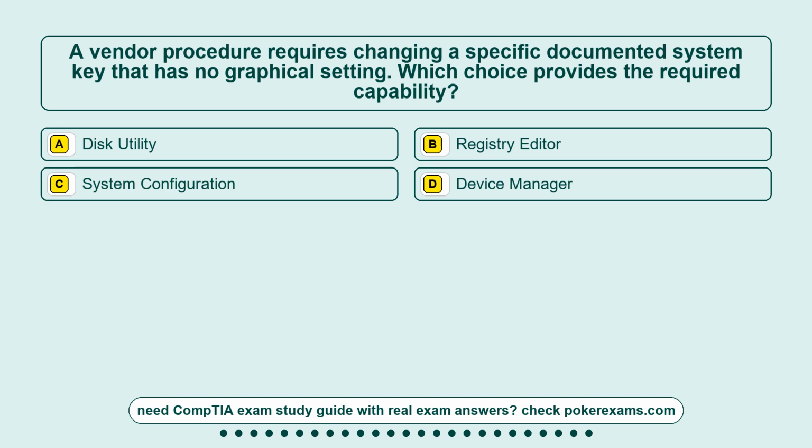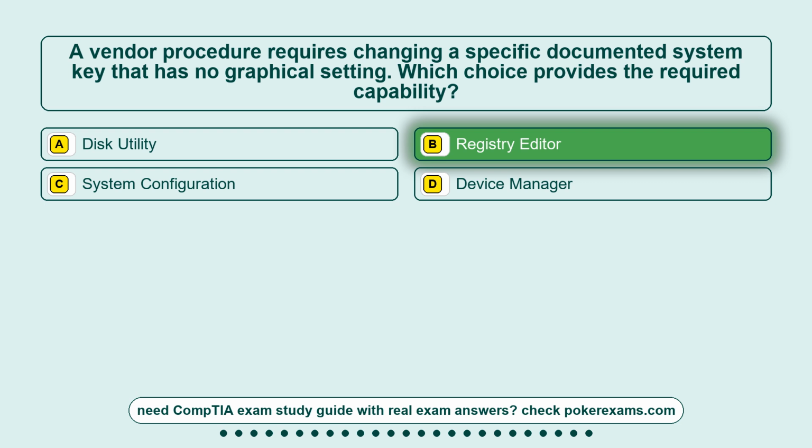Question 13. A vendor procedure requires changing a specific documented system key that has no graphical setting. Which choice provides the required capability? Option A, Disk Utility. Option B, Registry Editor. Option C, System Configuration. Option D, Device Manager. The correct answer is option B, Registry Editor.